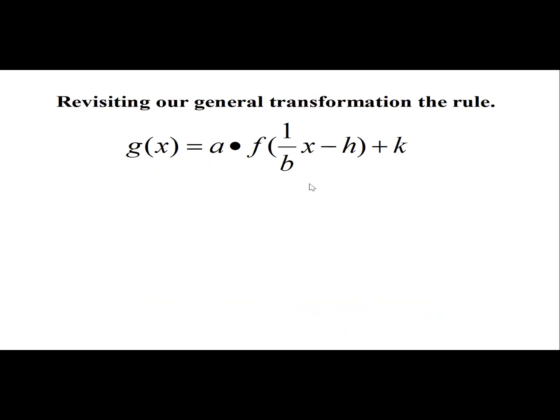year, and I've been hammering these on the warm-ups. So what are the 4 parameters that we've been working with in transformations? A, B, H, and K. So far so good, yes.